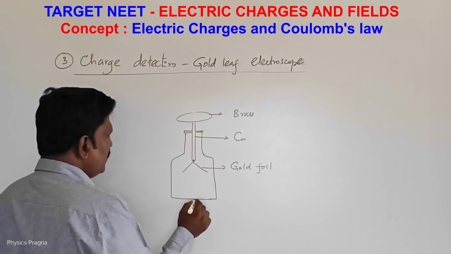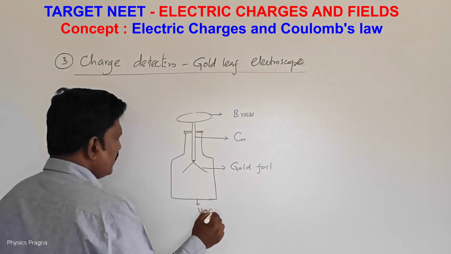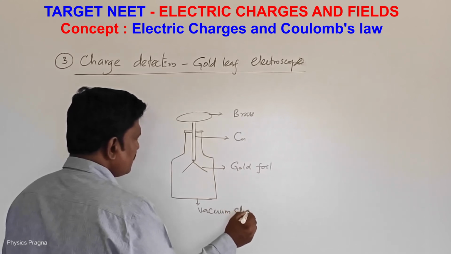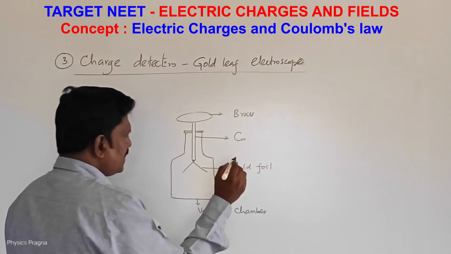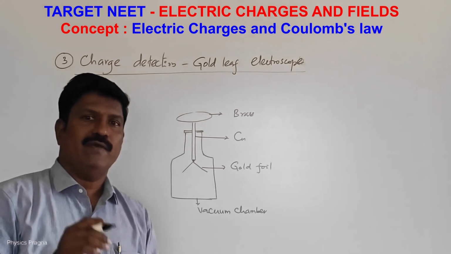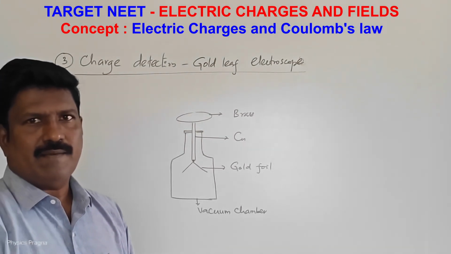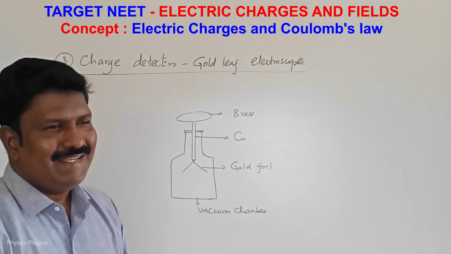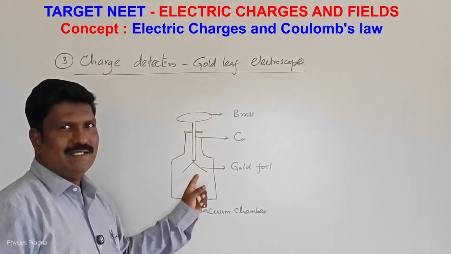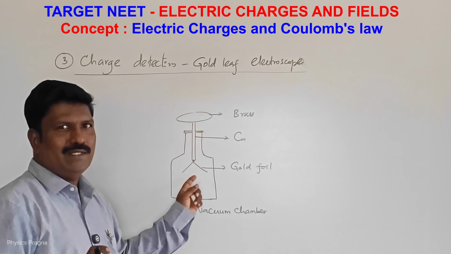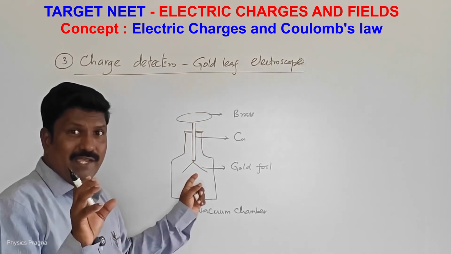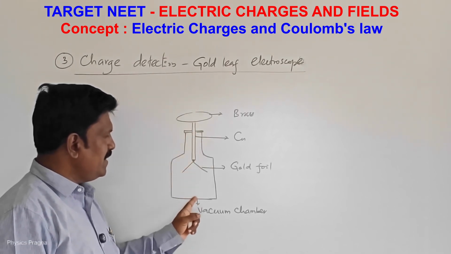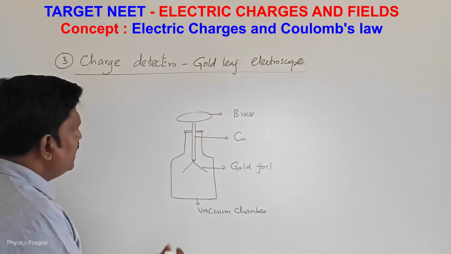This is a vacuum chamber. So what happens if the vacuum chamber is not there? If some air is there, air ionizes. It also takes the electrons from the gold leaf. So if some charge is leaked out, we cannot detect or measure the quantity of charge. That's why we always keep this arrangement in a vacuum chamber.